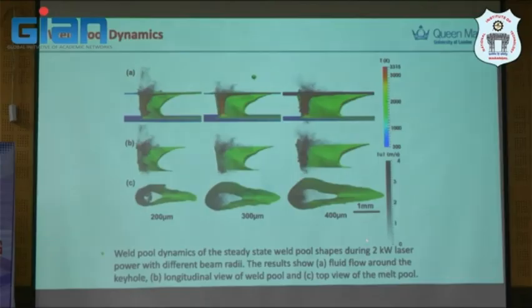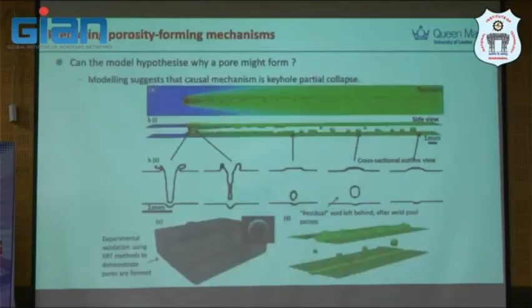This was with a 2 kilowatt laser, which is a lot more than in additive manufacturing now. I understand now we're talking about 1 kilowatt laser for AM, or a little bit more, 1.5. But this is for fusion welding, so it's quite high laser power, and you have a different beam radius as well. This is the detailed dynamic around the keyhole, and sometimes you may get a melt jet coming out from the melt pool.